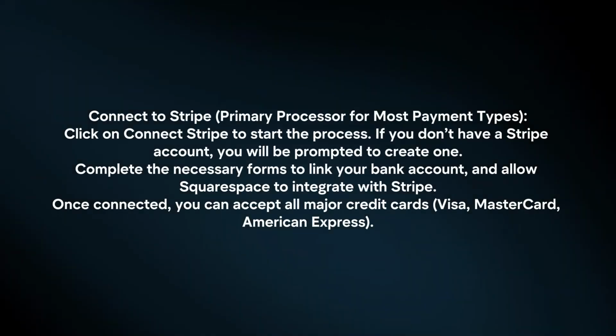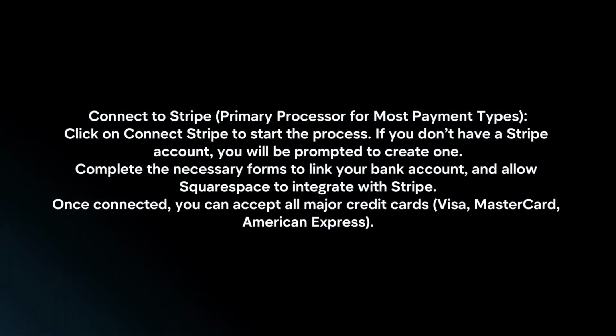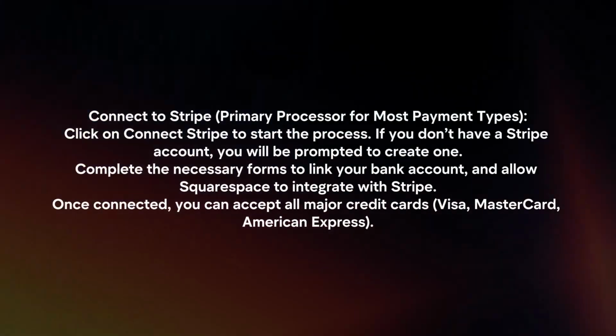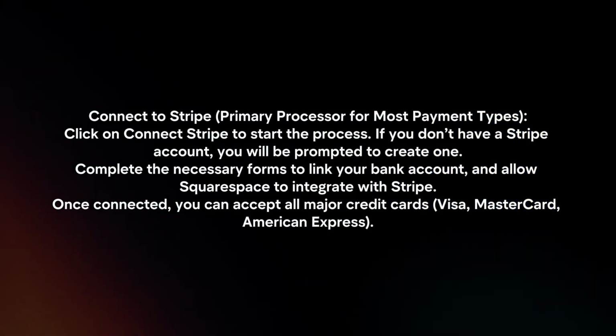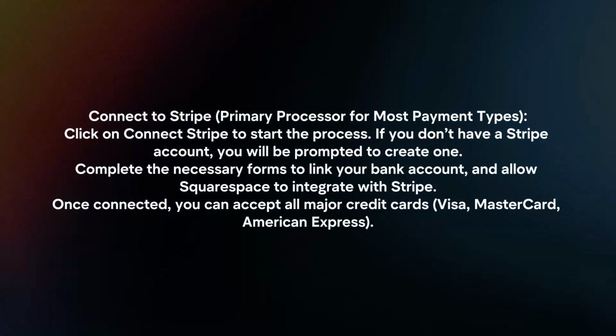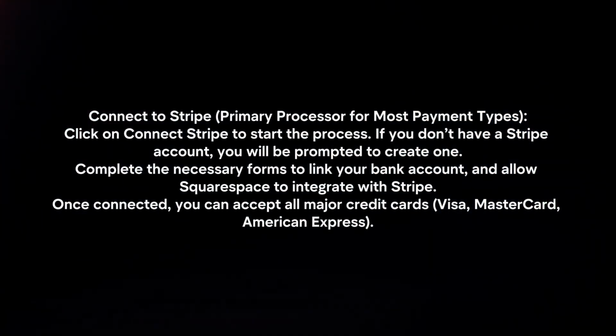Connect to Stripe. Click on Connect Stripe to start the process. If you don't have a Stripe account, you will be prompted to create one. Complete the necessary forms to link your bank account and allow Squarespace to integrate with Stripe. Once connected, you can accept all major credit cards.